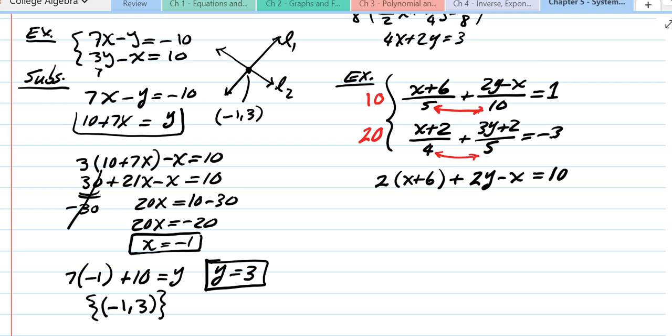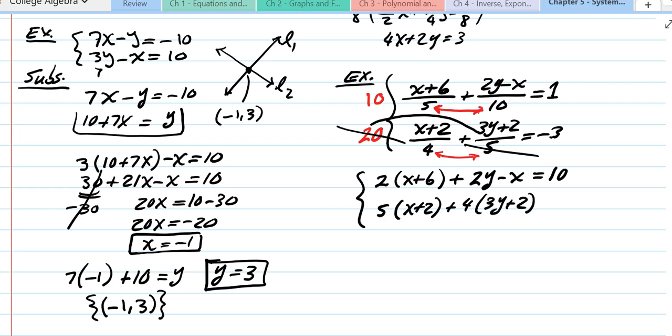And let's do the bottom one. The bottom, 20 times the fraction. You divide 20 by 4, we get 5. So that's going to be 5 times x plus 2. And then you distribute 20 to the second fraction. And this time, 20 divided by 5 is 4. So I get plus 4 times 3y plus 2 equals.